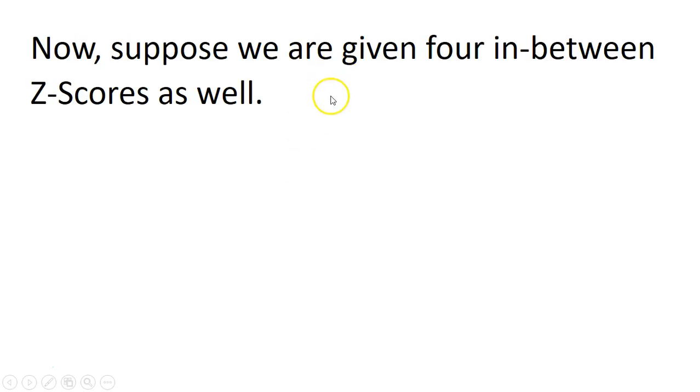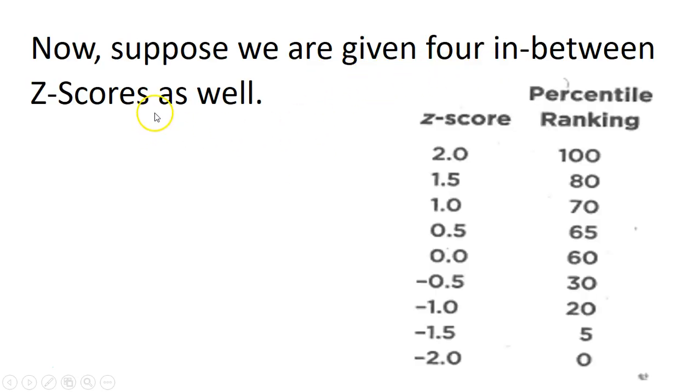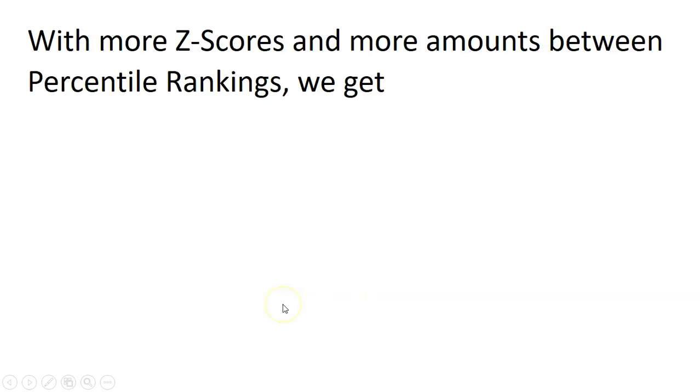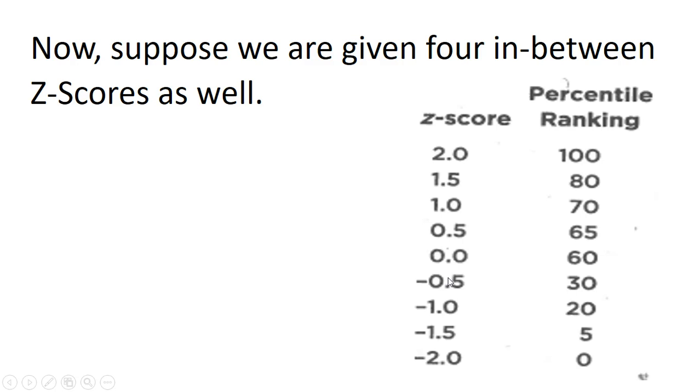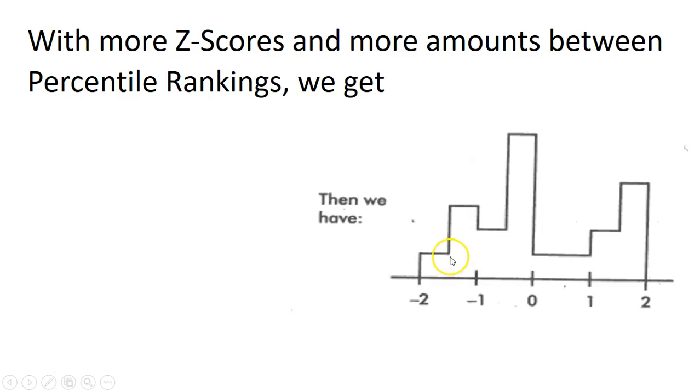Take a look at this example. Suppose we are given 4 in-between z-scores as well. If I'm given even more z-scores the whole way down, and now I'm given even more detail, I can make my graph even better. So when we go to label it, there's -1.5. Well, between -1.5 and -2 is about 5%. So these are now 5%, and that's probably another 5%, and that's another 5%, and 5%. So I probably just chop them up into about 5 percentages instead of 10 percentage points.